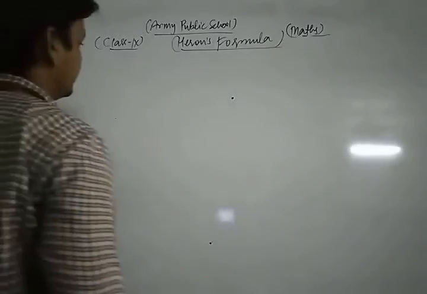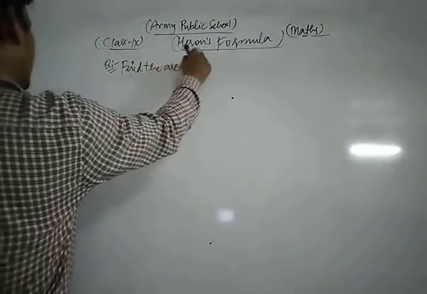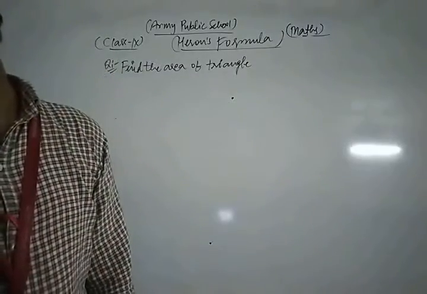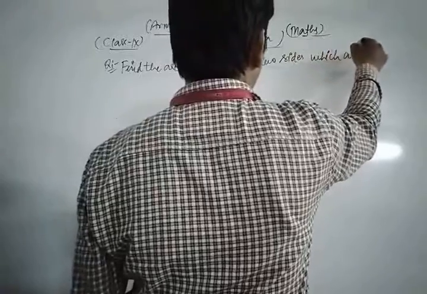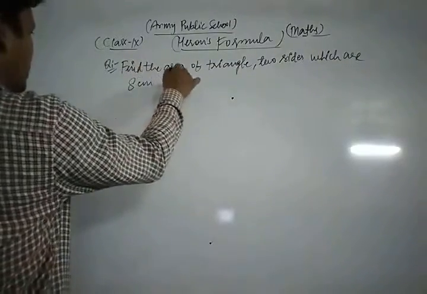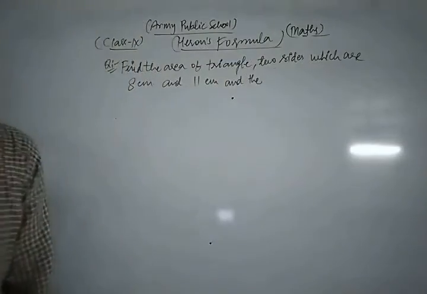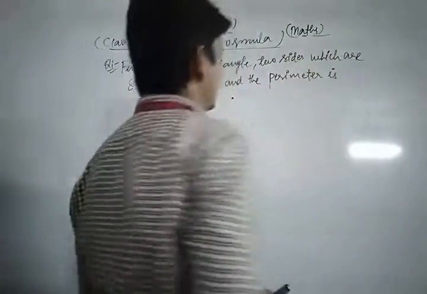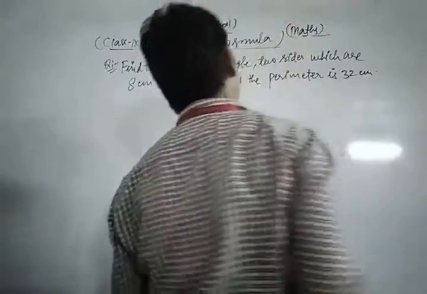Find the area of the triangle. Two sides are 8 centimeter and 11 centimeter, and the perimeter is 32 centimeter. Now let's see its solution.